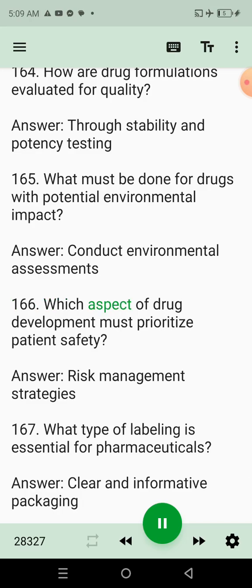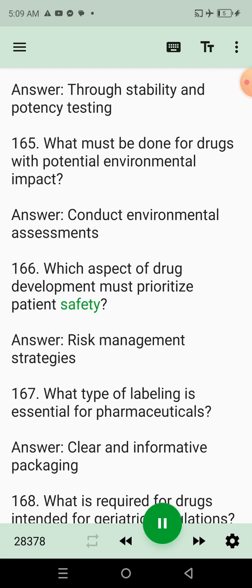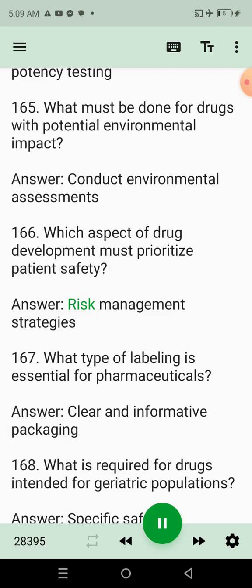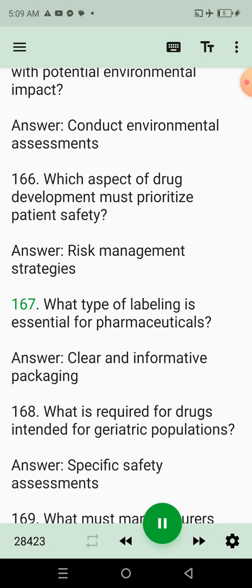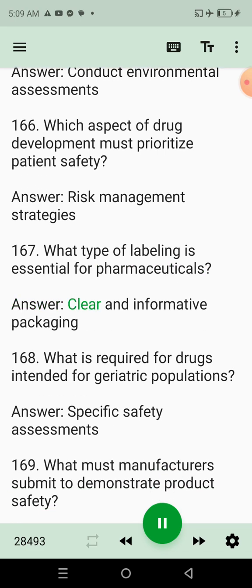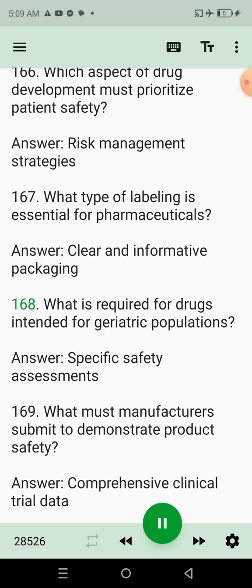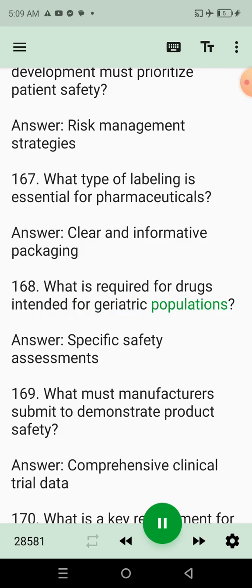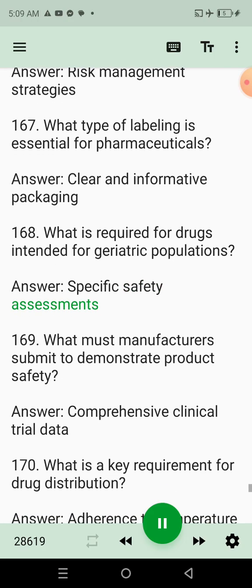166. Which aspect of drug development must prioritize patient safety? Answer: risk management strategies. 167. What type of labeling is essential for pharmaceuticals? Answer: clear and informative packaging. 168. What is required for drugs intended for geriatric populations? Answer: specific safety assessments.